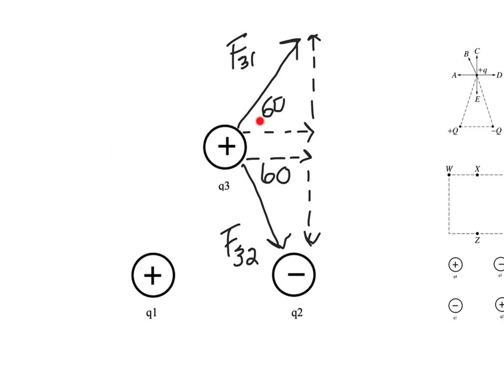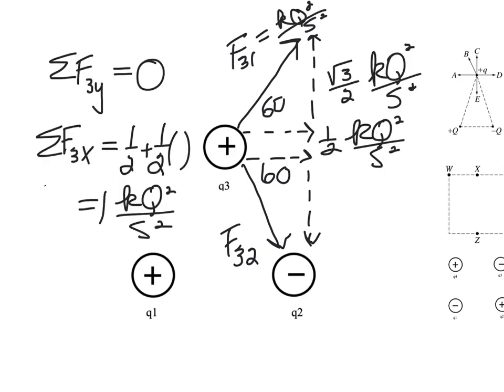And so the x component of F31 is this, and that's going to be cosine of 60 because it's adjacent. And the y component is going to be this times the sine of 60. And this is going to be the same way, only this y component is negative, and so you can see that the two cancel. So let's now proceed and find the net force by adding those components.